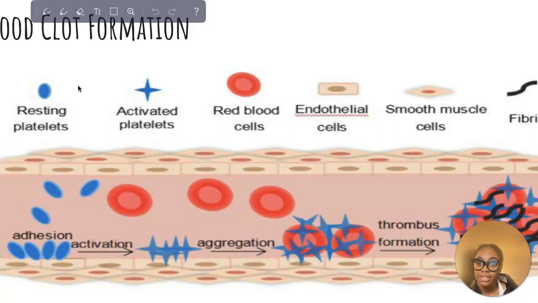A thread-like protein, fibrin strands weave through the platelet plug, solidifying it into a more stable blood clot. This process, while crucial for wound healing, becomes problematic in the context of ischemic strokes when clots form within cerebral vessels. The resultant blood clot obstructs blood flow to specific regions of the brain, leading to ischemia and cellular damage. Understanding the intricacies of platelet activation and fibrin formation sheds light on the mechanisms underlying ischemic strokes and informs potential therapeutic strategies aimed at preventing or treating clot-related cerebrovascular events.